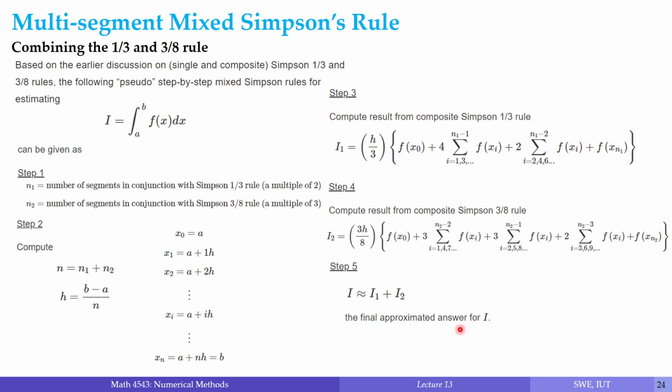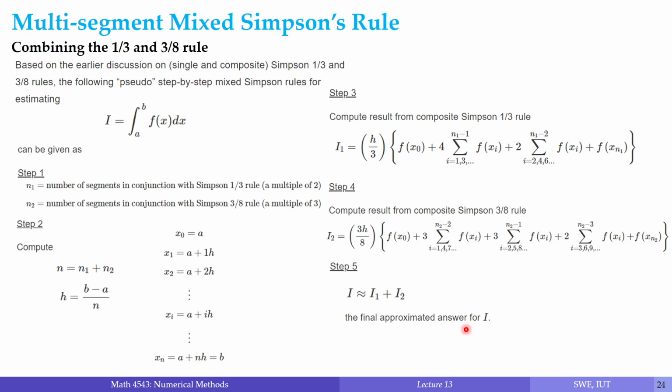Okay, the approximation of the integrand. Fine. This is basically a step-by-step workflow of the multi-segment mixed Simpson's rule, where we are basically combining the 1/3 and 3/8 rule.